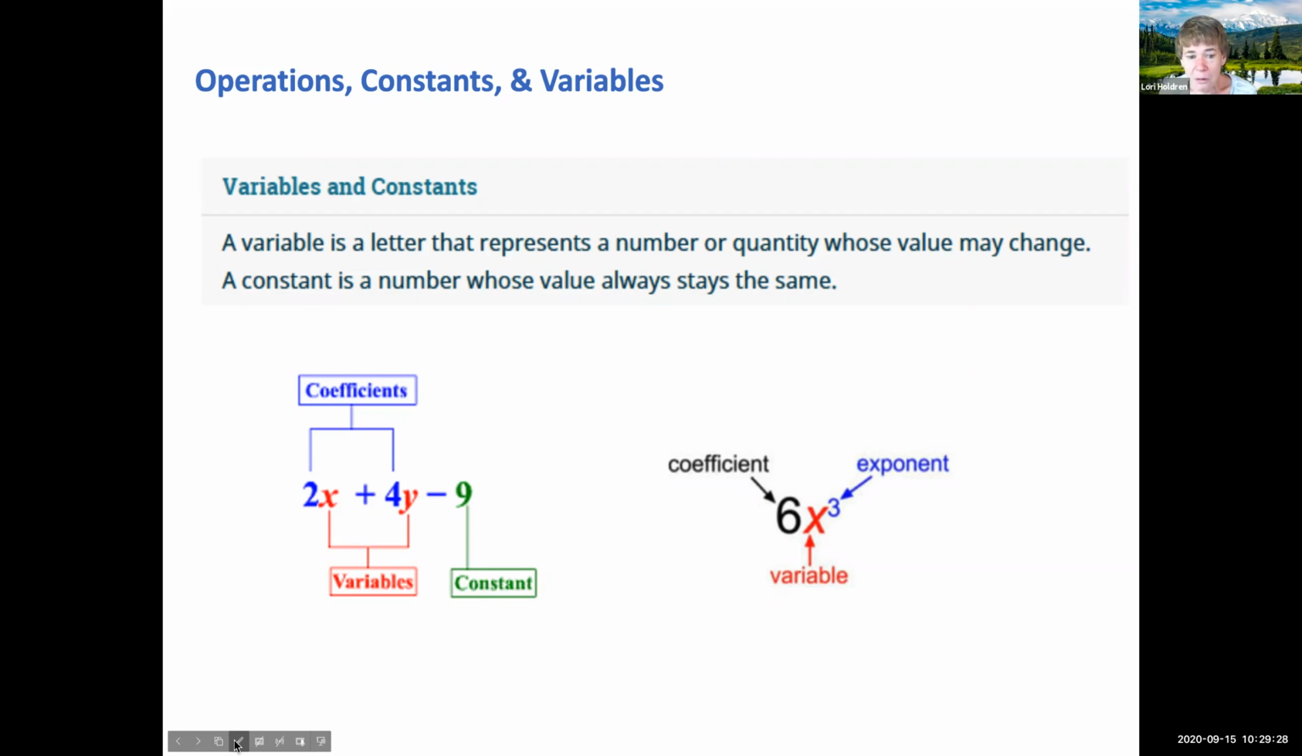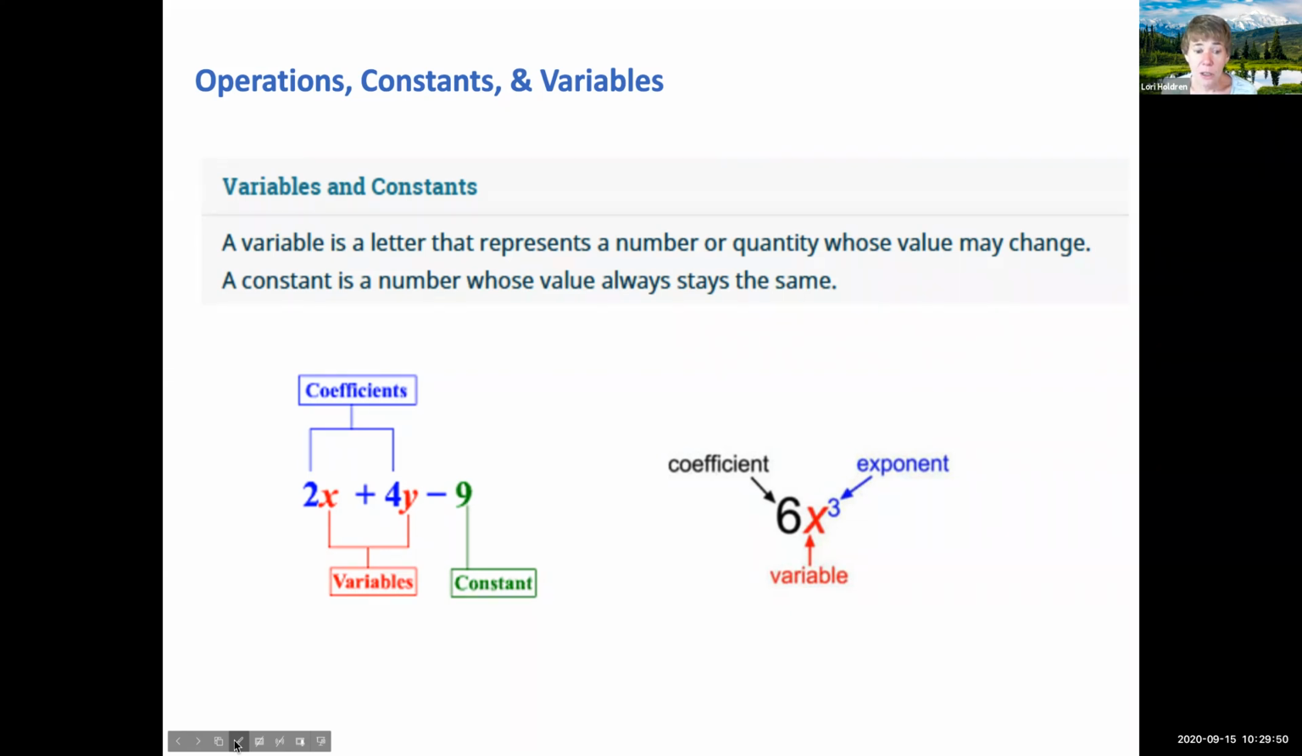Variables are very commonly X, Y, Z, A, B, C, but it can be any symbol that represents an unknown value. We're not sure what the value is, but it represents a number. Sometimes it might represent multiple numbers, but for most of what we're going to do, it's going to be a specific number.